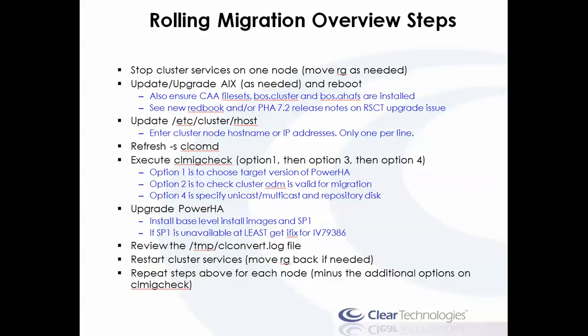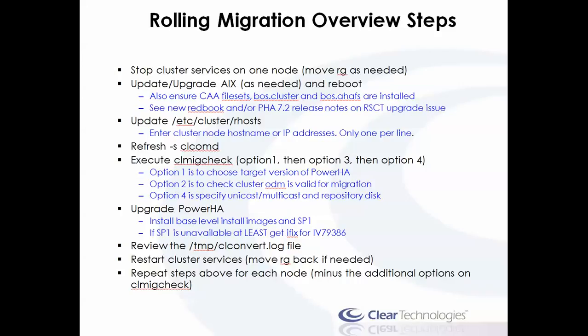Then we update the etc cluster rhosts file. That's actually plural, should be an S there. Why don't I go ahead and fix that while I'm sitting here, okay? And normally you can enter either the cluster name or the IP address of each node. So it's a node host name specifically. Historically I've done IP address, but in newer releases I've succumbed to starting to do the host name. As long as it's resolvable, it should work fine. One per line, and then you refresh clcomd.